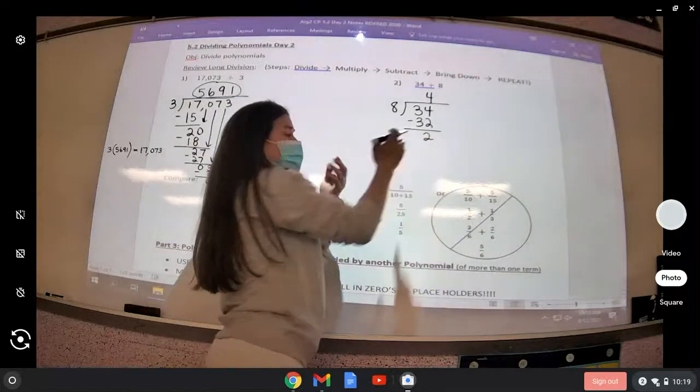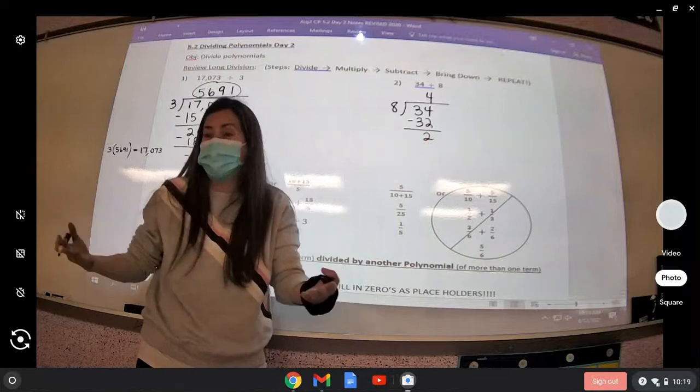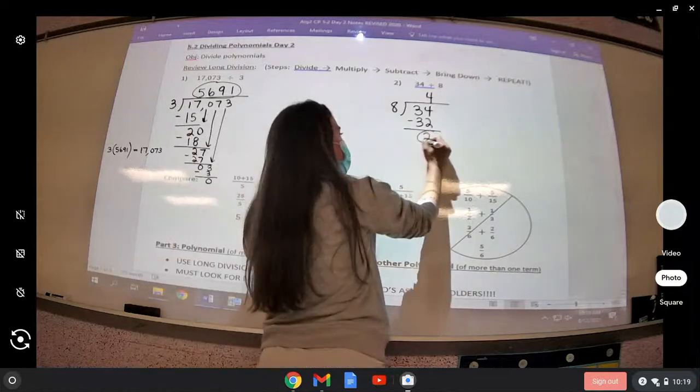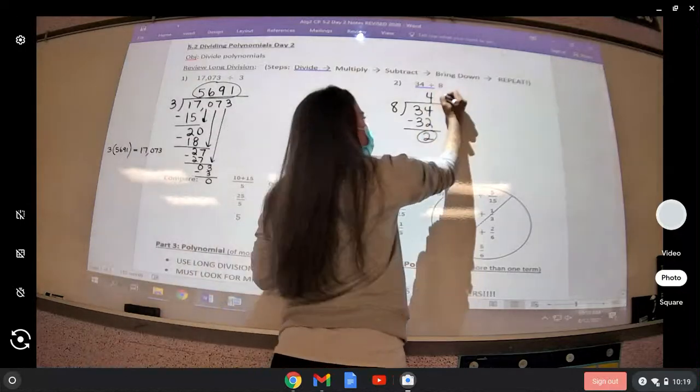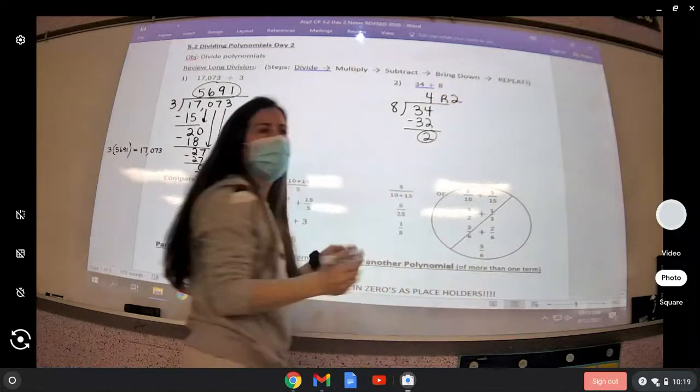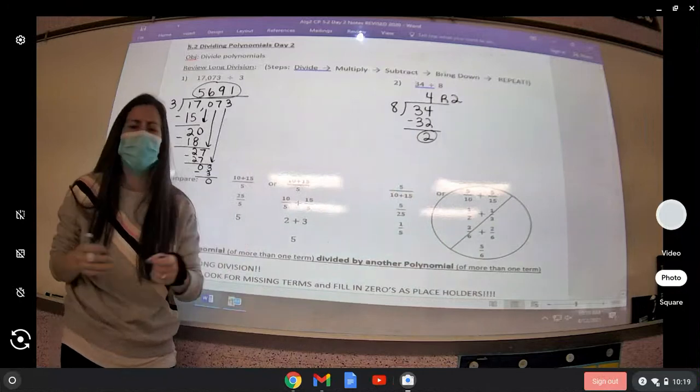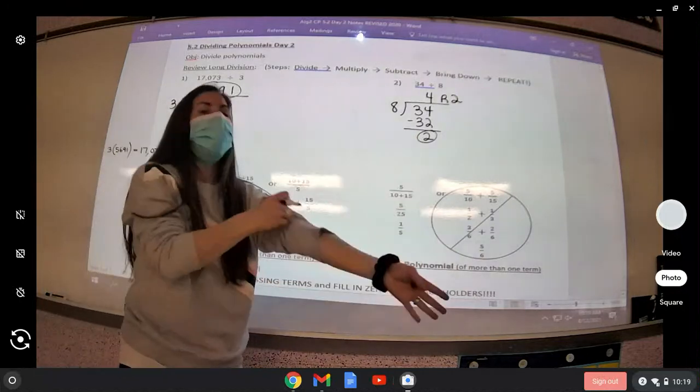So now this means that 2 is the leftover. It's what didn't fit. It's the remainder. I feel like in elementary school, they always just made you write your answer: 4, remainder 2. They would always put like R2, I think. So that's your answer, right?